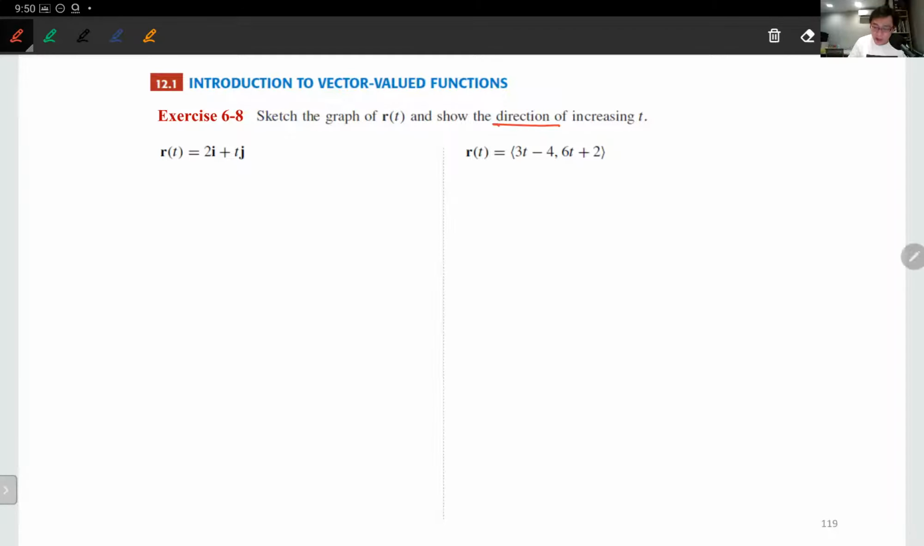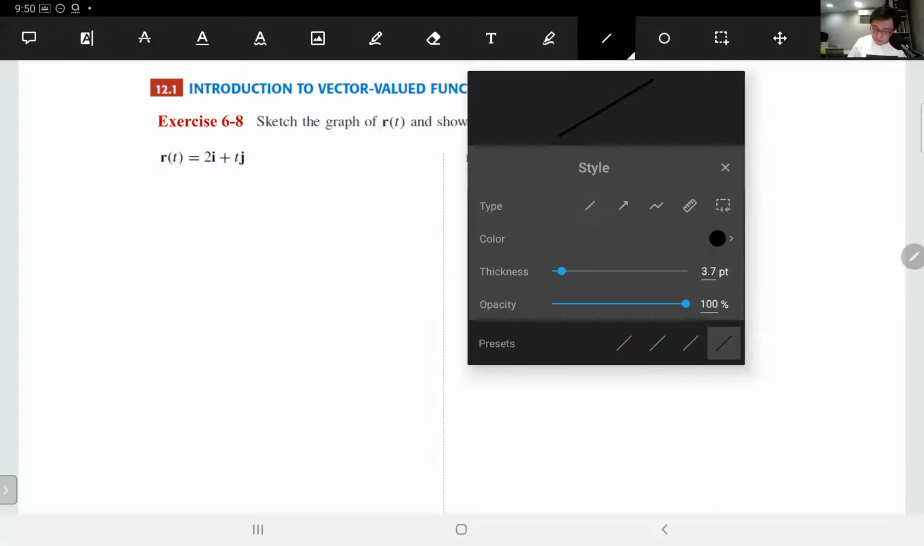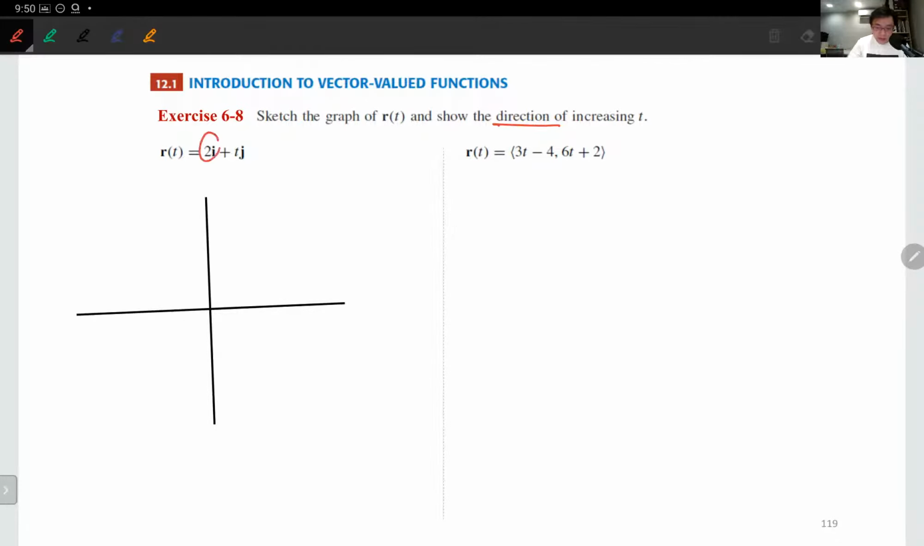Give it a shot. Why not? Here we go. I'm gonna draw. Okay, this is just an XY component, so I'm just gonna use two-dimensional stuff here. So it seems like for this one, the X component is fixed at 2. So let me put 2 in there. And the only changing stuff is the Y component of this one, because it's just t.